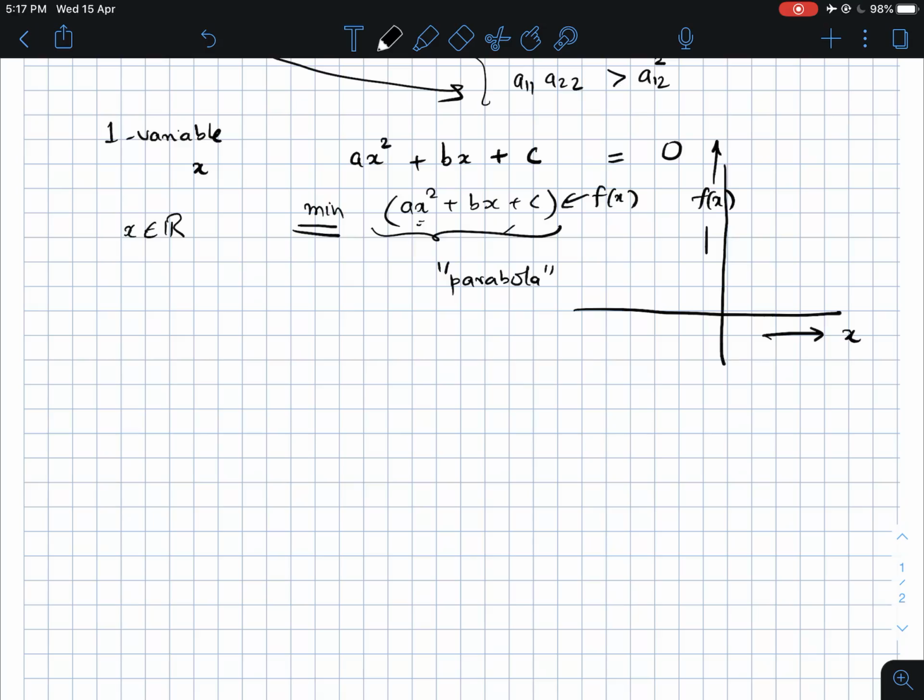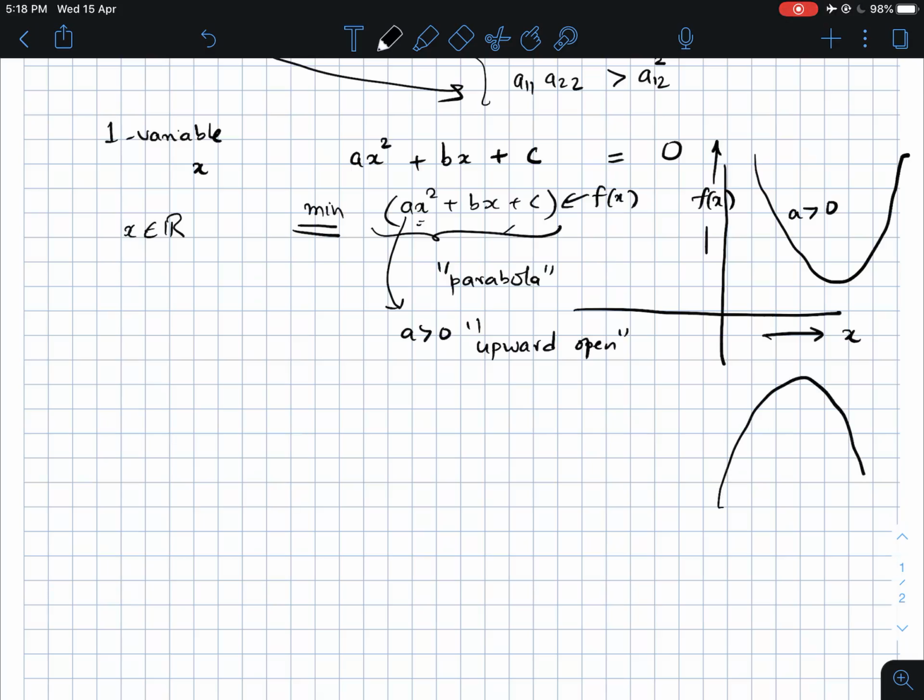Now the parabola could either be upward open or downward open, depending on what this a is. If a is positive, it's an upward open parabola, meaning it's going to look something like this. This is the positive case. If a is negative, it's going to be a downward open parabola, something like this, and a is negative.